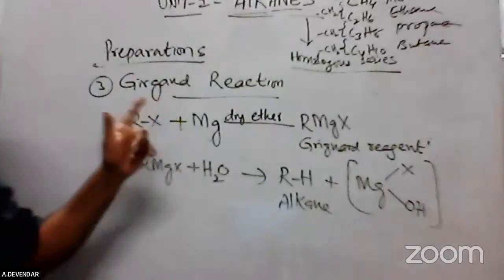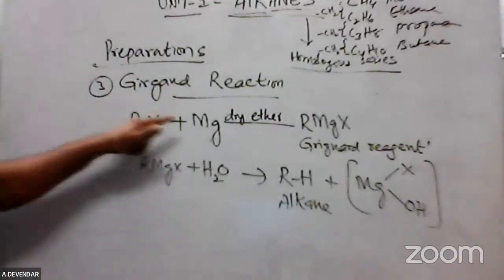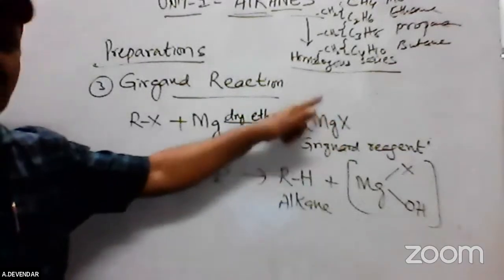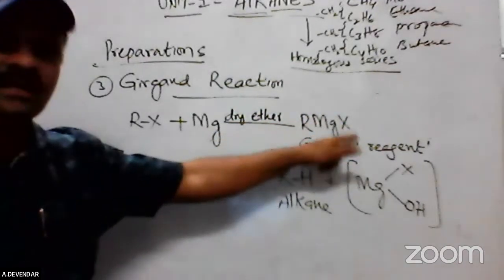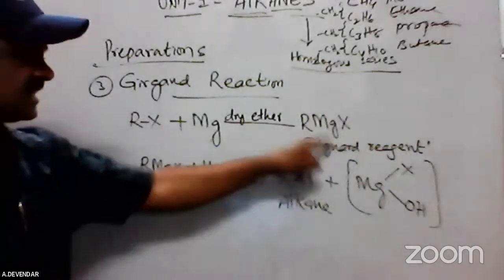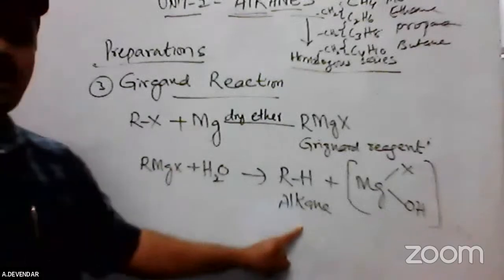The Grignard reaction means alkyl halide is treated with magnesium metal in the presence of dry ether, forming alkyl magnesium halide. Alkyl magnesium halide is called the Grignard reagent. This Grignard reagent on hydrolysis gives an alkane.